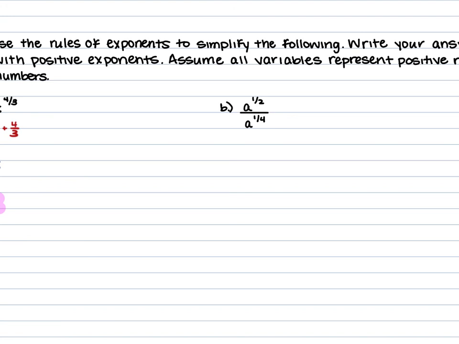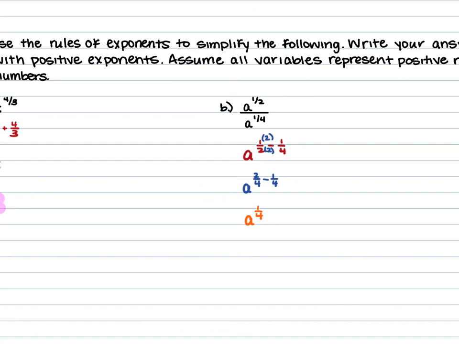For example B, we have a to the power of 1/2 over a to the power of 1/4. Again, when you have the same bases and you are dividing them or they're in a fraction, keep the base, subtract the powers. So we're going to keep the a, subtract the 1/2 and the 1/4. Again, you need like denominators in order to subtract your fractions. So we're going to multiply the first fraction by 2 on the top and the bottom. So we're going to get a to the power of 2/4 minus 1/4. 2 minus 1 is 1.